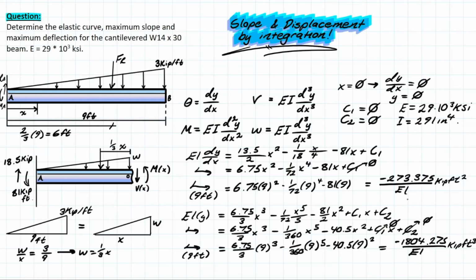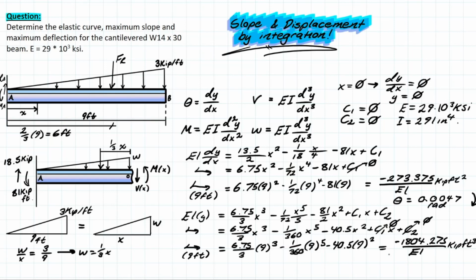And plugging those values in, you'll be left with a slope at the max point of 0.0047. And we know that based on the elastic curve that was here previously, this is going to be a rotation like so in the clockwise direction. And this will be in radians as well.